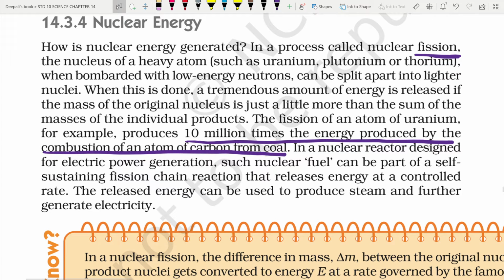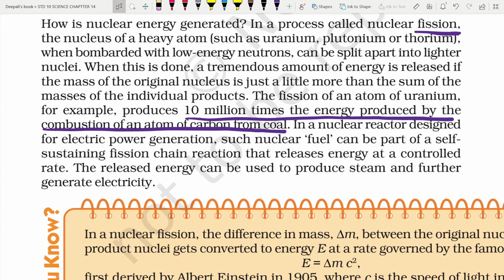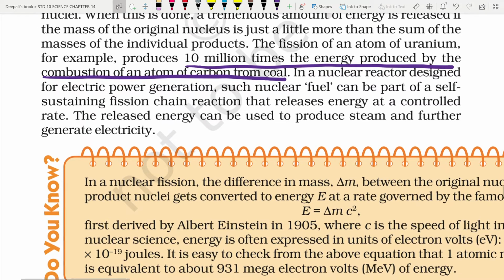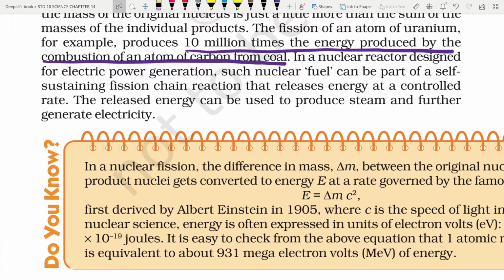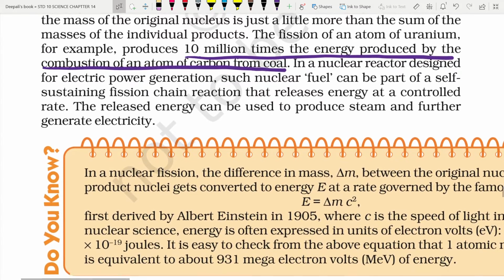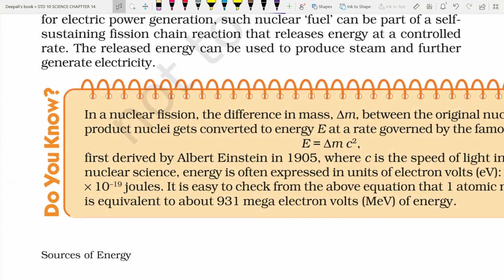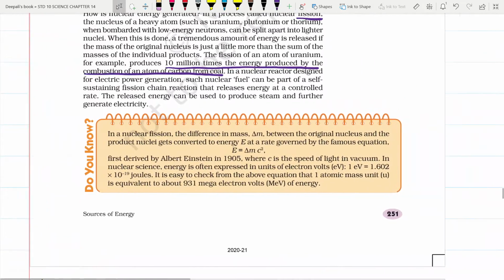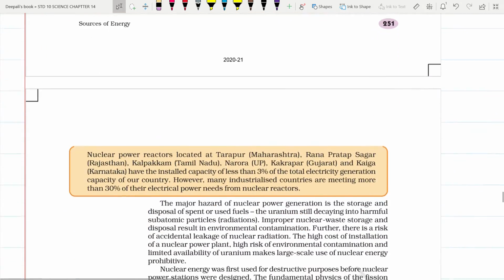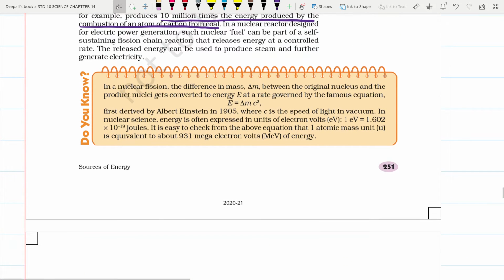In a nuclear reactor designed for electric power generation, such nuclear fuel can be part of a self-sustaining fission chain reaction that releases energy at a controlled rate. The released energy can be used to produce steam and further generate electricity. So nuclear fission, which liberates a large amount of energy, is used as a source of energy, and nowadays large power stations have been constructed using nuclear power plants.